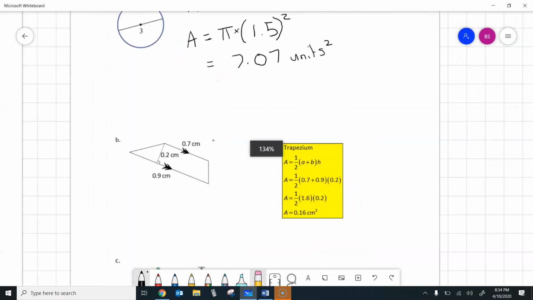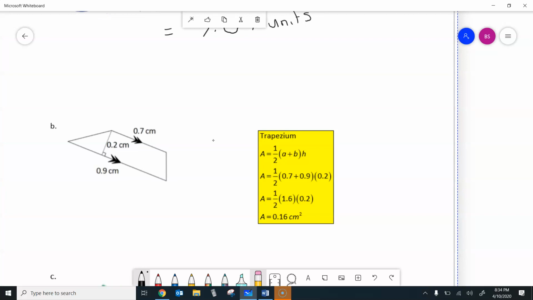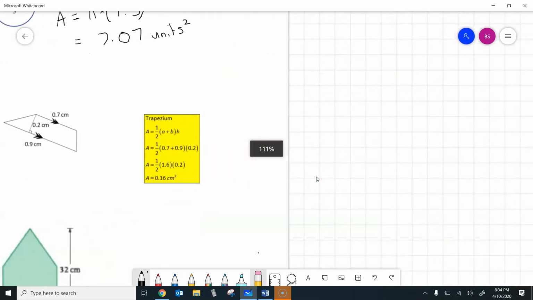All right, next one. The next one, part B, I've actually done this one already. It's a trapezium, so you need to recognize the shape. You can go back to the previous page and have a look what shape it is, and also have a look at the formula for a trapezium, which is a half a plus b times h. So a is the top side, b is the bottom edge, and h is the height. You sub that all in correctly. So there's a multiplication sign between there.